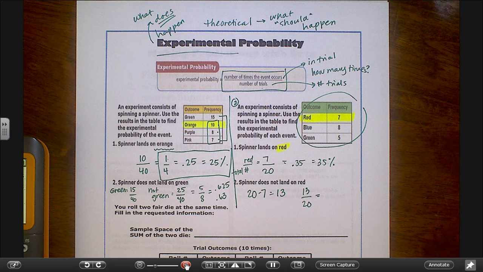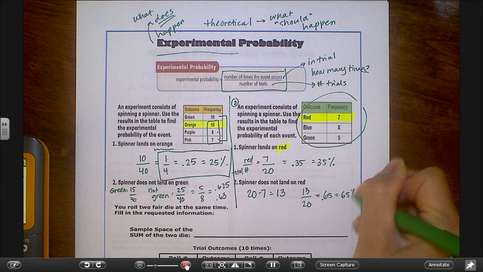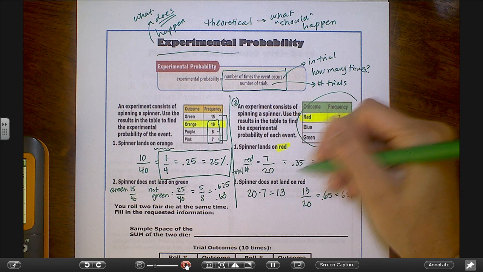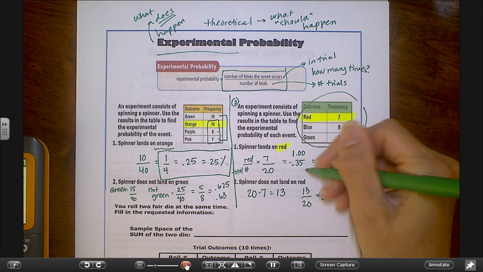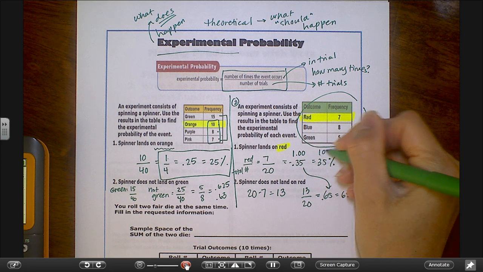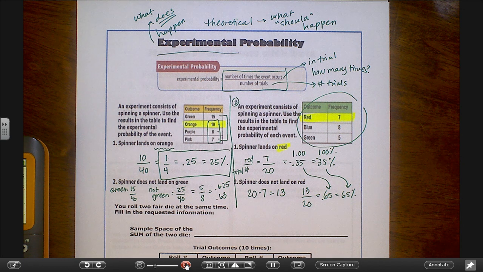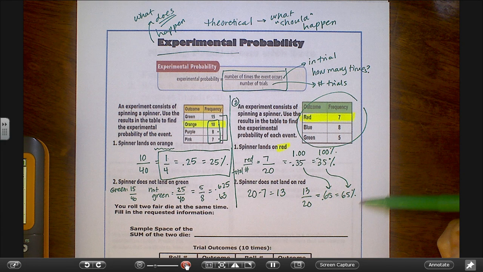So you can get a decimal out of that. So you'd have 65, or 0.65, or 65%. That you can also get just from subtracting, right? Because this is 0.35, if you take 1.00 minus 0.35, you get 0.65. If you take 100% minus 35, you get 65%. So you can subtract it anyway, whether it's fractions or decimals or percentages. So make sure you do that.